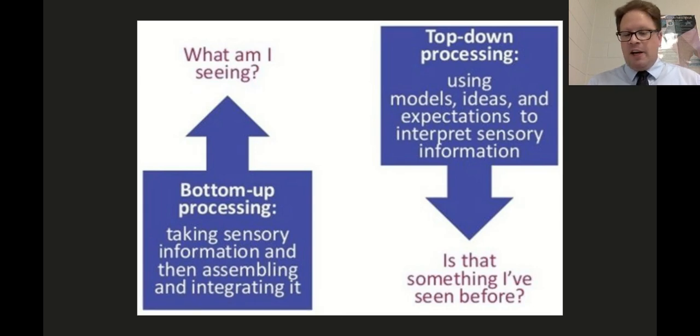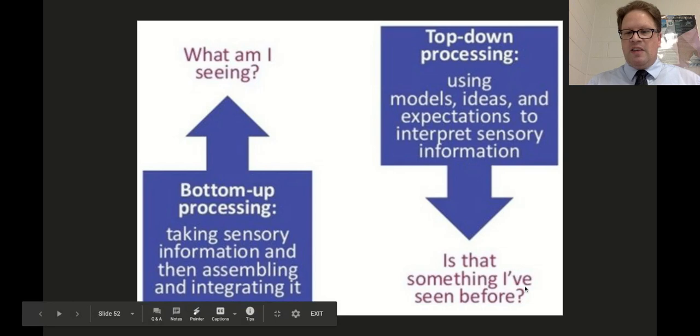With top-down processing, this is perceptual analysis emphasizing the perceiver's expectations, memories, and other cognitive factors. So information is interpreted using contextual clues and uses previous experiences and expectations. Like trying to understand sloppy handwriting based on what we know about what handwriting is supposed to look like. So top-down processing is more like, is that something I've seen before?